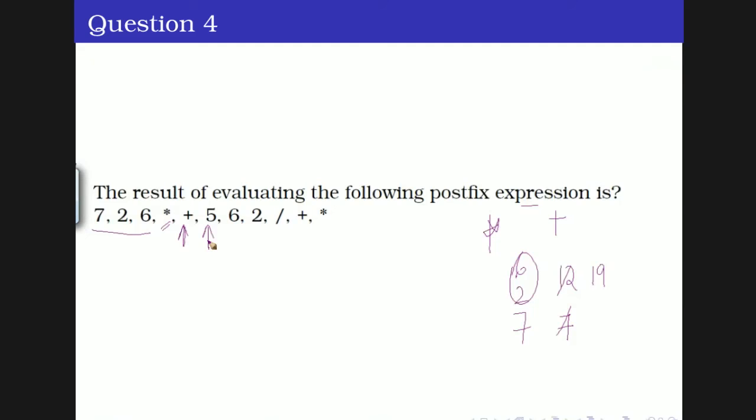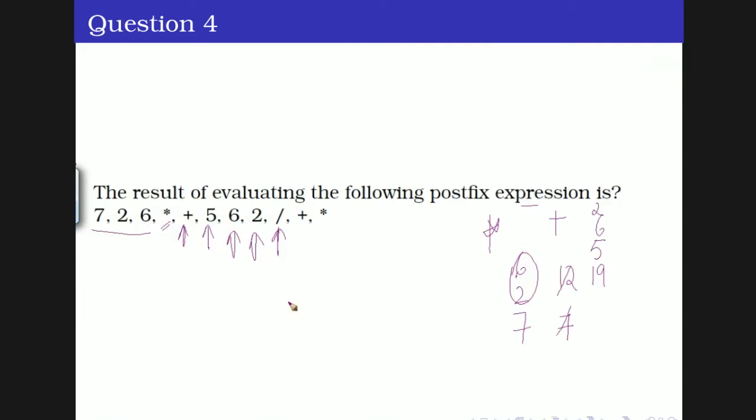Now what is the next element in the expression? 5. So 5 is again an operand. What do we do with that? Nothing. We will just move it aside. And then what is the next operand? It is 6. We will just move it aside. What do we do with the next element? 2, which is an operand. We will just move it aside.